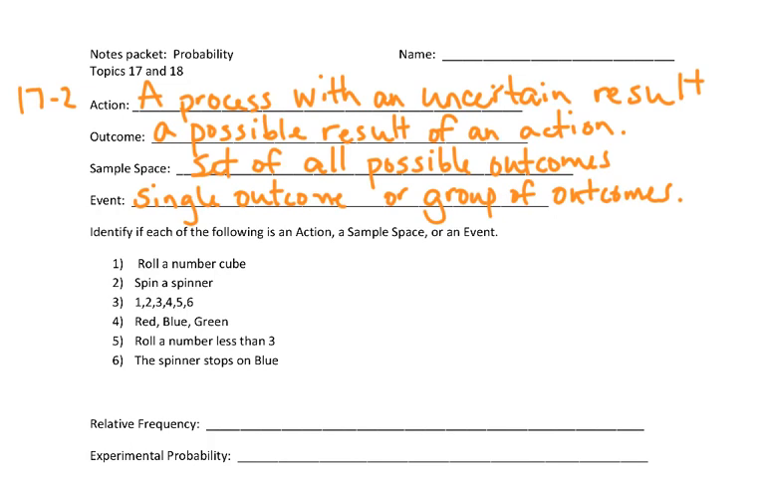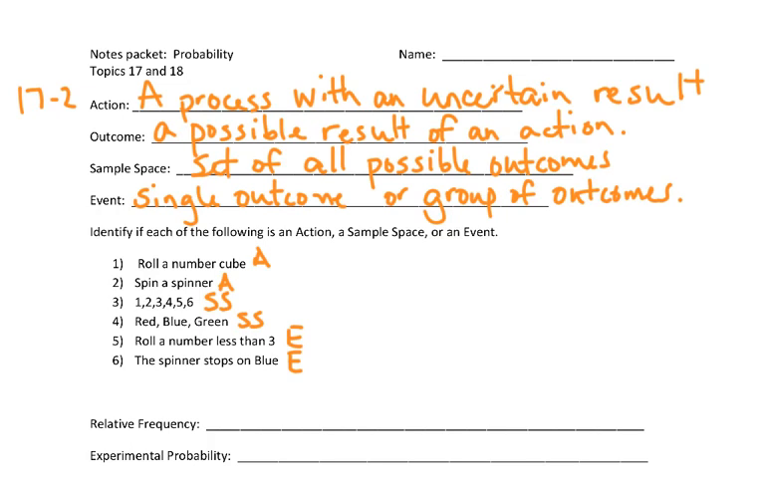So in this next part, these 6 different things, you're identifying if each is an action, a sample space, or an event. So I would like for you to pause the video. Once you have completed the 6, resume the video to find out if you were correct. Pause the video now, please. So you should have come up with 1 and 2 being actions, 3 and 4 are sample spaces, and 5 and 6 are events.